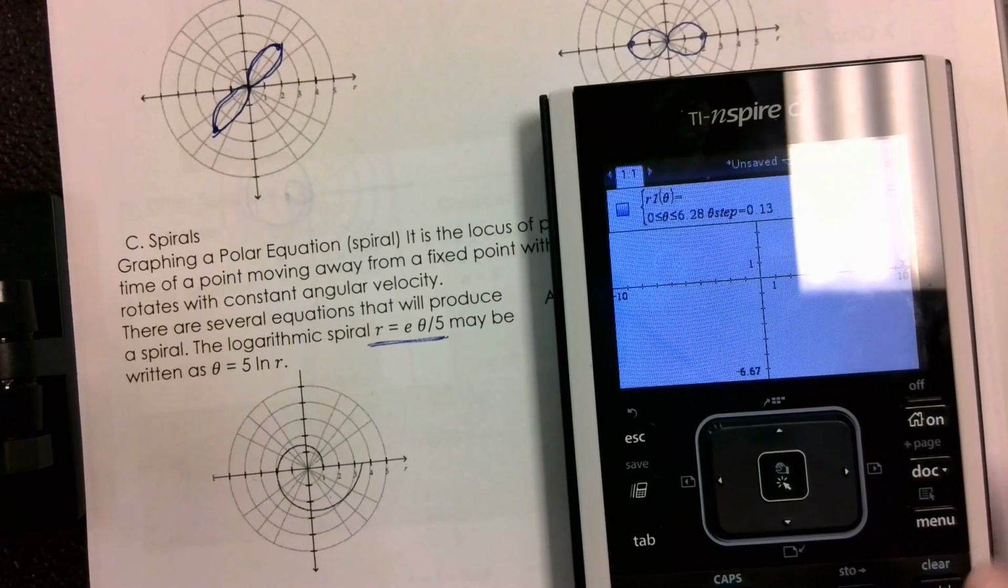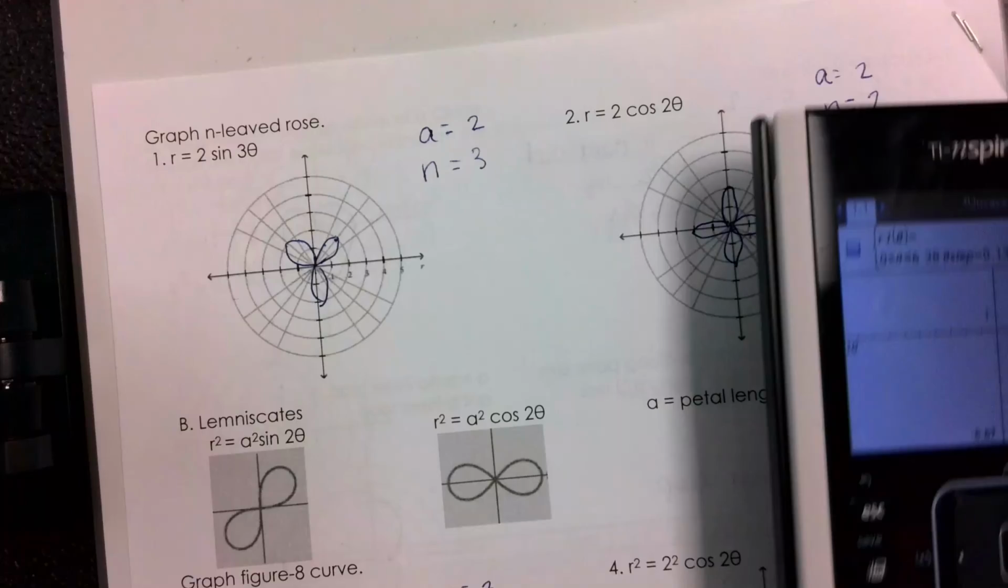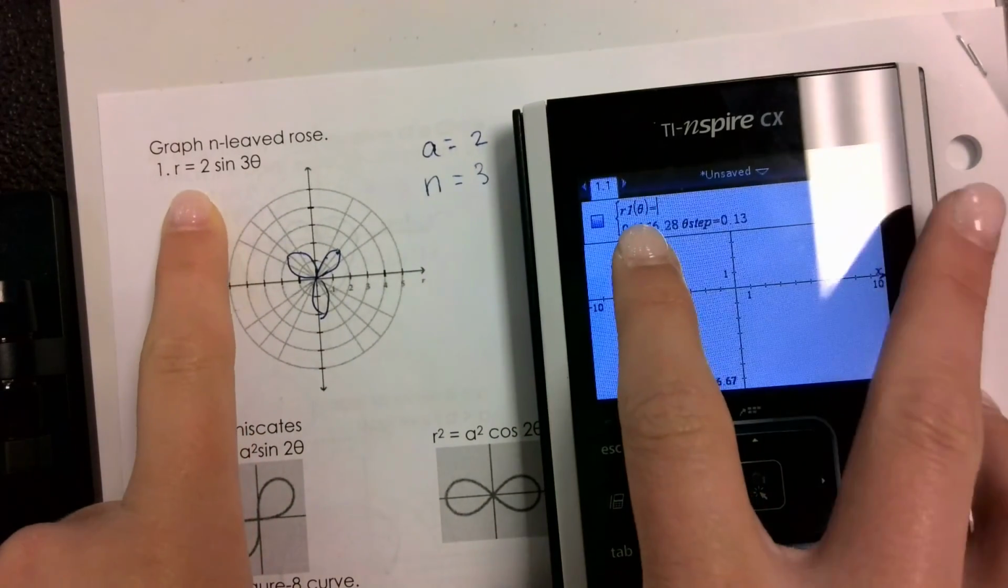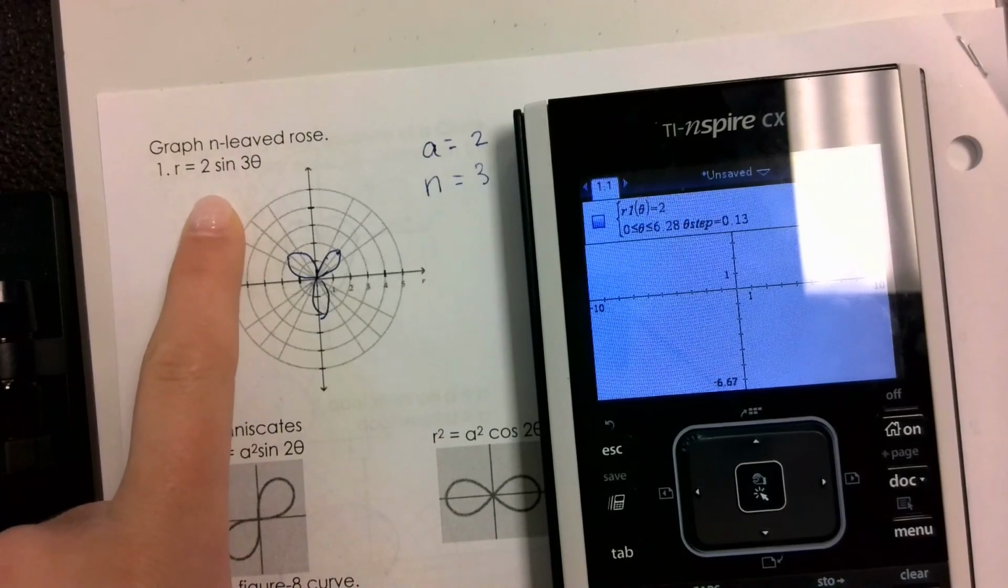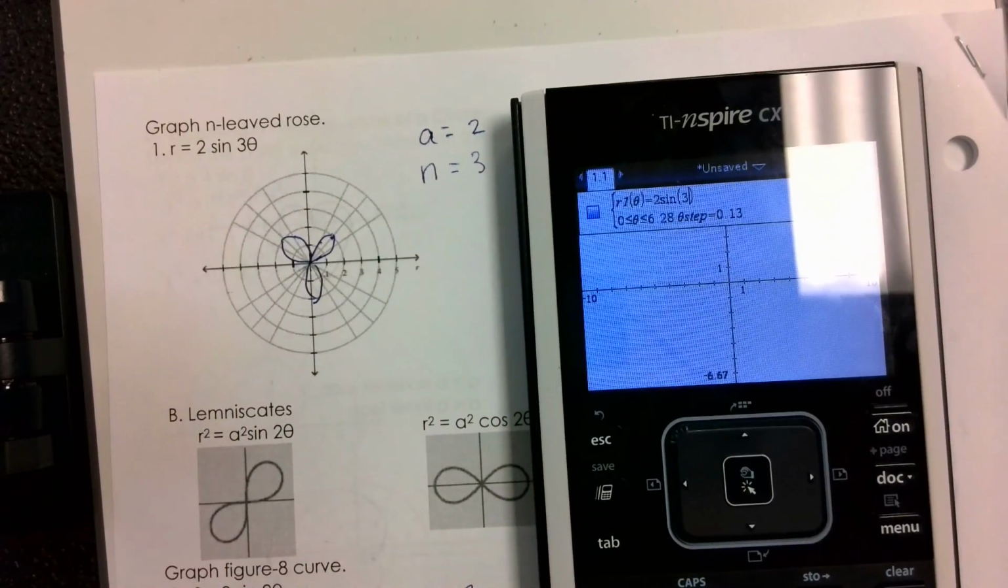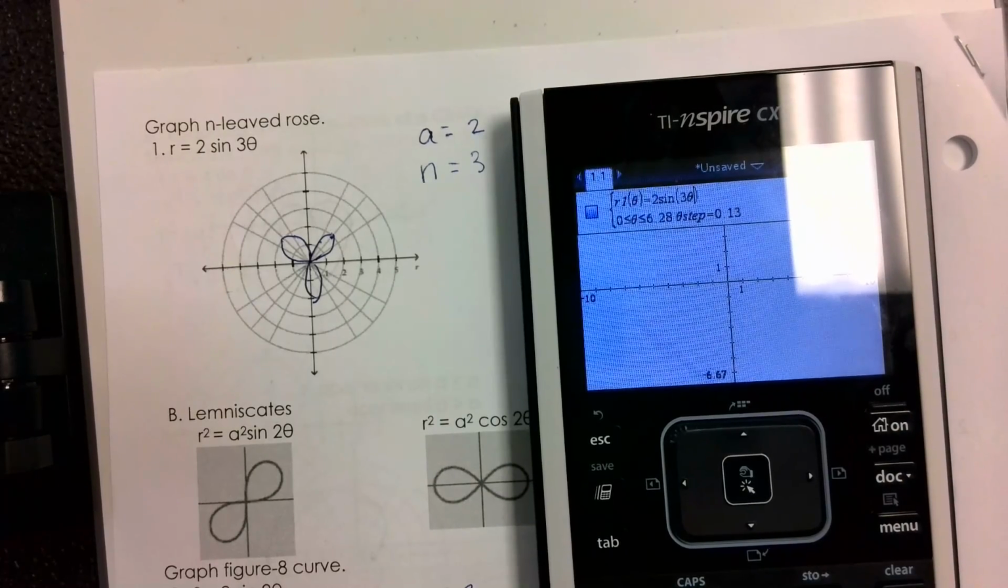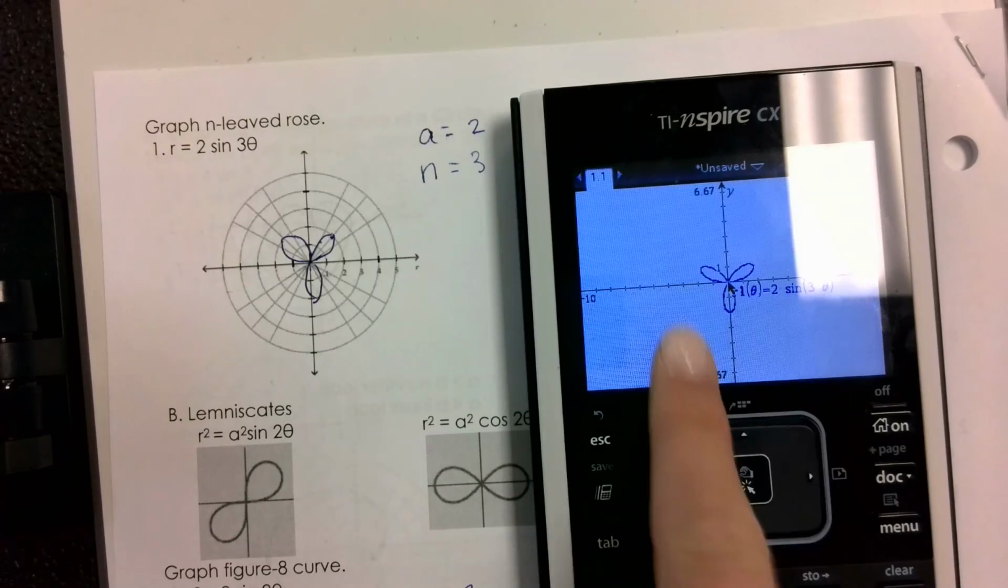Alright, so let's graph, what do you want to graph? Let's do this one, because that'll be easy. So we've got r equals, so we'll do 2 sine of 3 theta. And where's your theta at? On the pi button, we'll choose theta. So that's what we should look like.